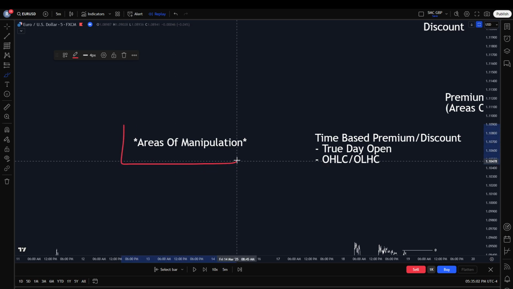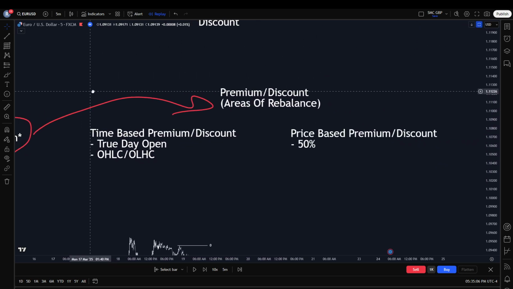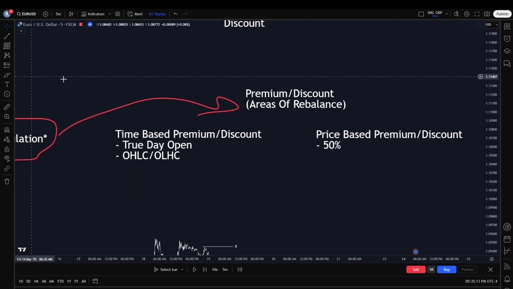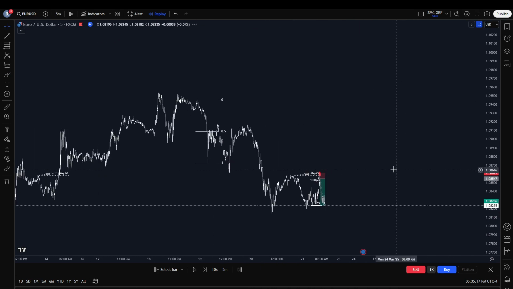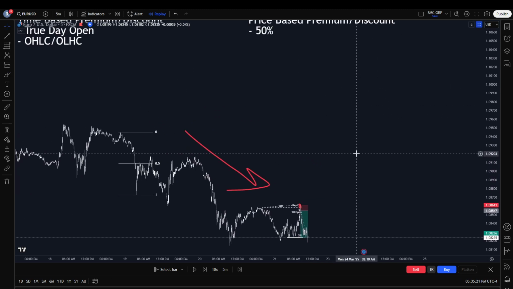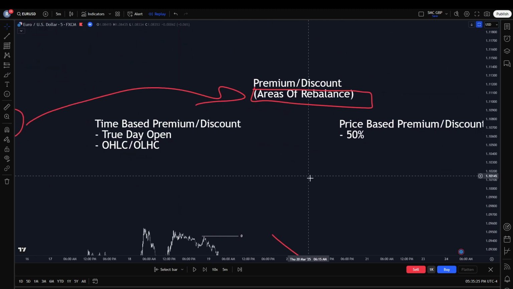This area of manipulation was aligned with our true day open. We were above our true day open, and it also aligned with our open high low close. Everything is in place to show this is a perfect area of rebalance to continue from this massive sell-off. This was a continuation play using all of these areas of premium discount.